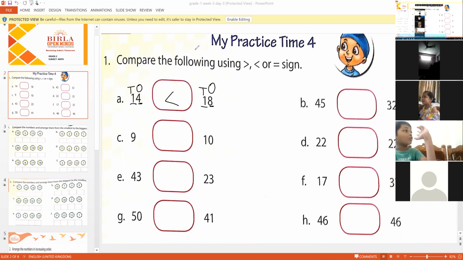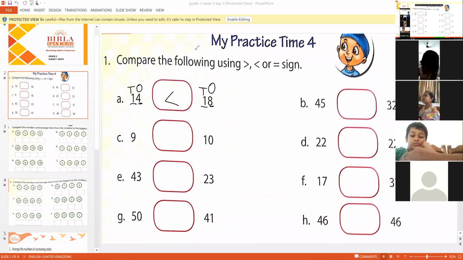Now we'll move to bit number B. Now you have to compare the number 45 and 32. Children, just keep on writing answers in your book also. Okay. So now the numbers are 45 and 32. Again we will see what we have in ones place and tens place.